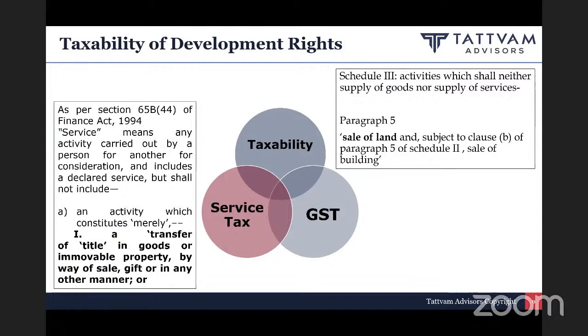So if my joint development agreement was entered prior to 1/7/2017, that is before GST came into picture, then I will have to look at the service tax provision, and we have to look at this service definition which was there in the Finance Act 1994. Friends, please note, the life of a real estate project generally varies from 3 years to 7-8 years. It may so happen that your JDA is entered in 2015, but today you are allocating the area to the landowner.